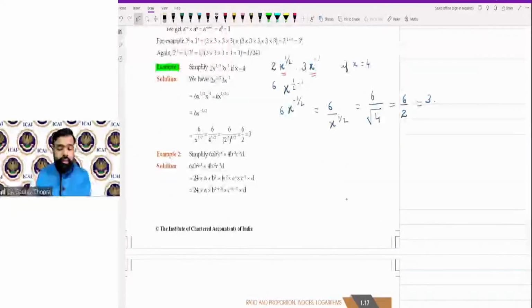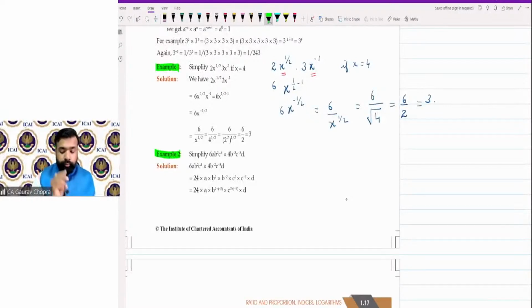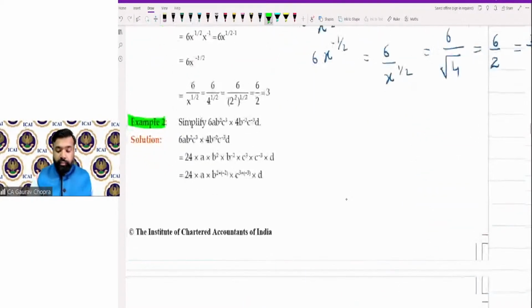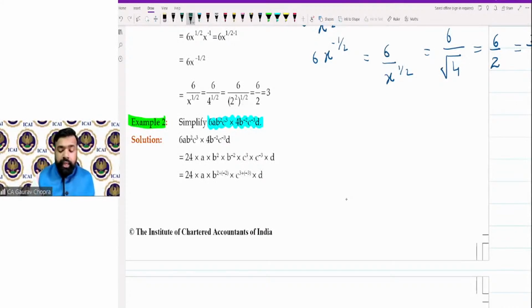Now let's solve the second example. Simplify 6ab square c cube multiplied by b to the power of minus 2, c to the power of minus 3 and d. So इसको simplify करने के लिए पहले आपको क्या करना है? जो भी numbers है, solve that together. So 6 multiplied by 4 will come together. 6 into 4 becomes 24.